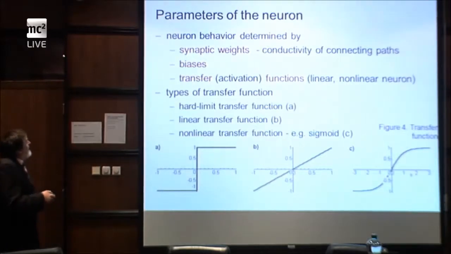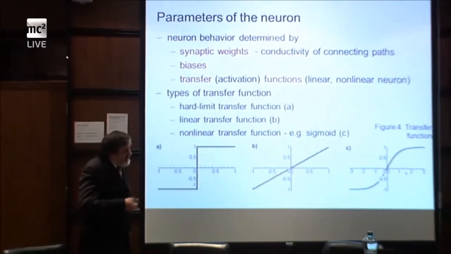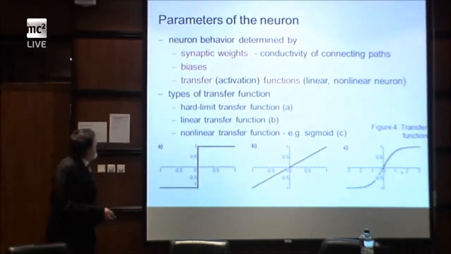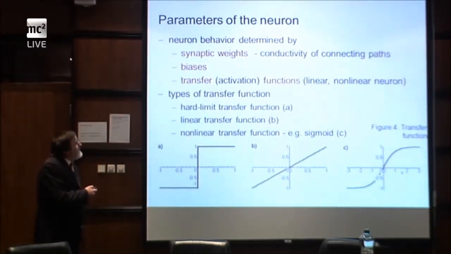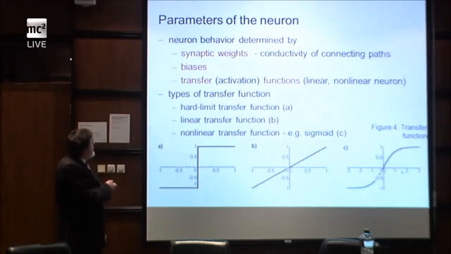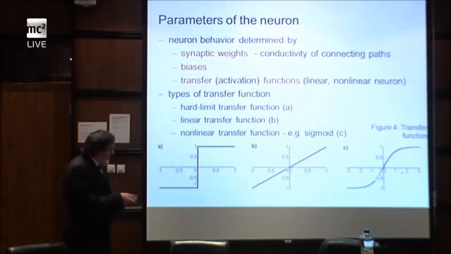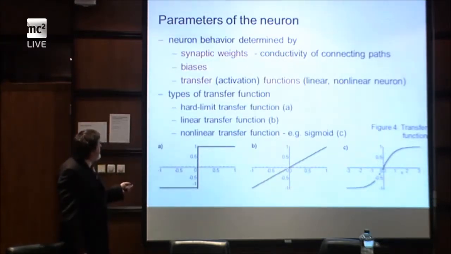There are several parameters of the neuron. Actually, the behavior of the neuron is determined by, first, synaptic weights, which determine the conductivity of connecting paths, then biases, and the transfer function. Sometimes it's called the activation function. And usually several types of transfer functions are used.